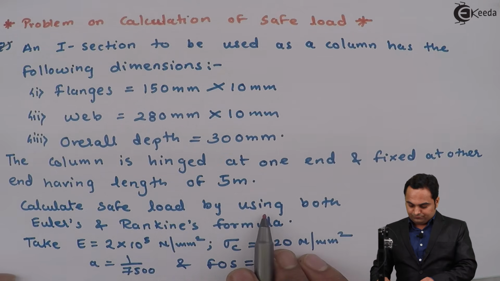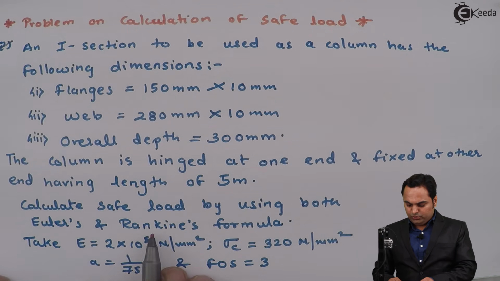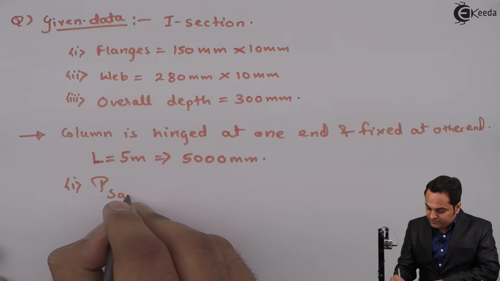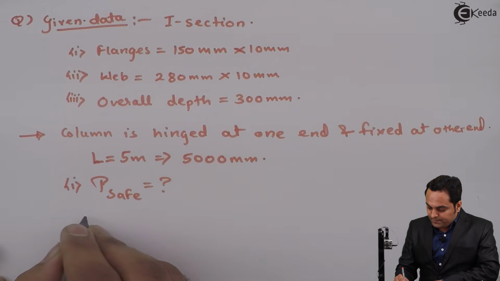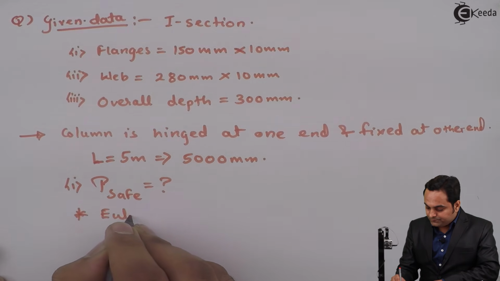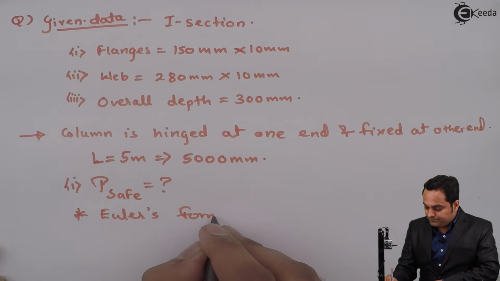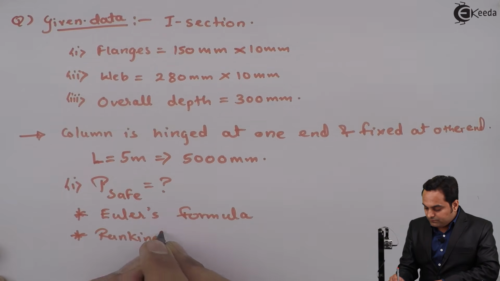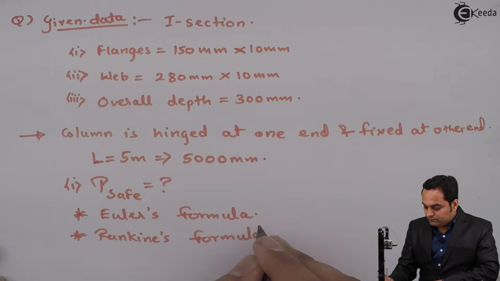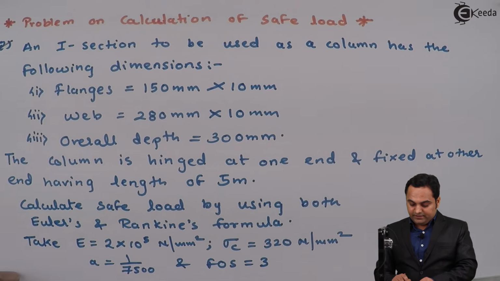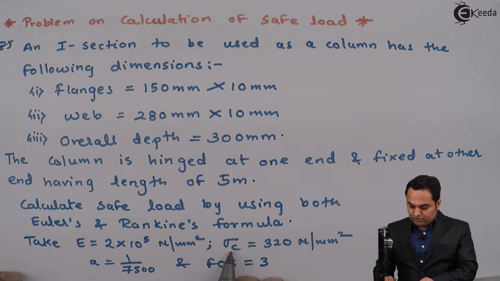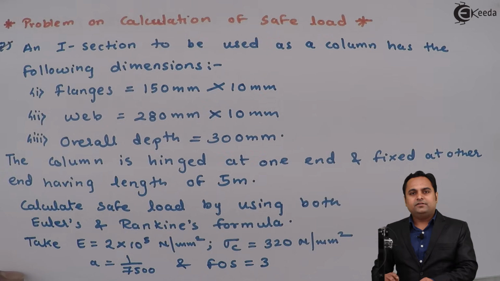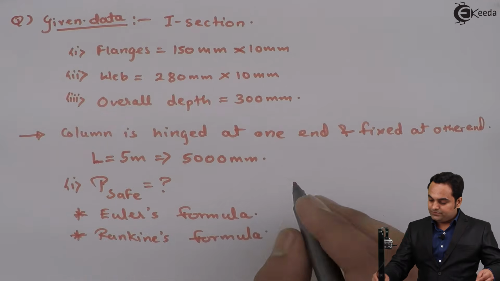Calculate safe load by using both Euler's and Rankine's formula. So we have to find out the safe load, that is P suffix safe, by using both Euler's formula and Rankine's formula. It is given that take the values here: Young's modulus, compressive stress, Rankine's constant and factor of safety, which would be required in the calculation of safe load. So I'll write these values.